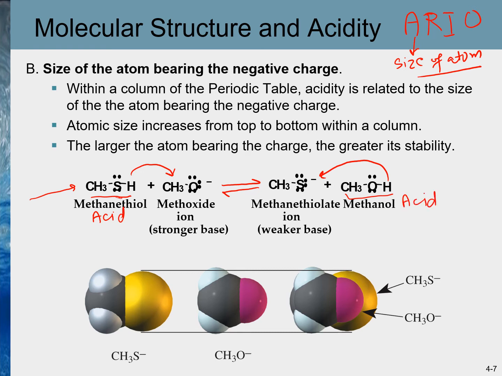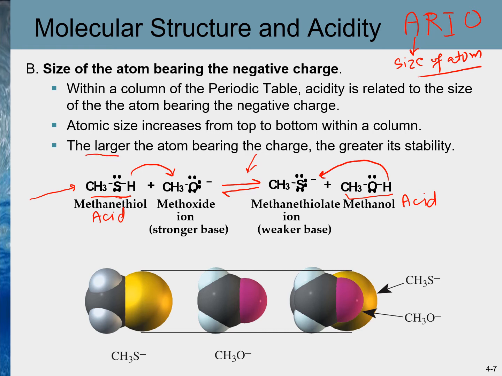And now we need to see which one is stronger, because we need to predict the equilibrium, whether it's a forward or reversible equilibrium. So according to the rule, if the charge is on two atoms which are within the same group, then the atom which has larger size will make that charge more stable.